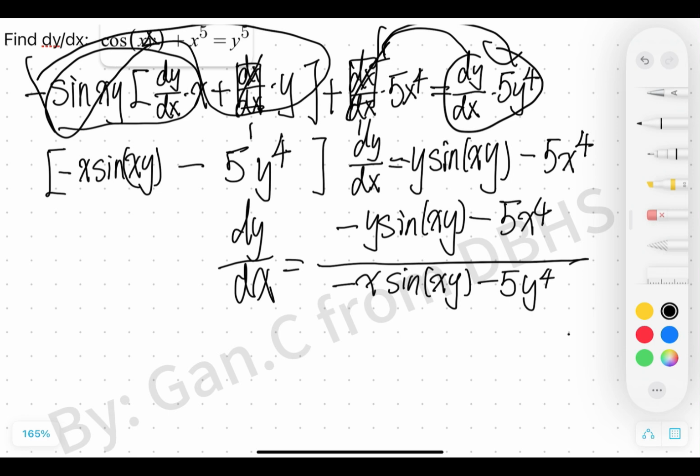Of course, these are all negatives, right? So we can put them all into positives. And these do not need to exist. So the answer changes to this: y sine xy plus 5x to the 4th power over x sine xy plus 5y to the 4th power.